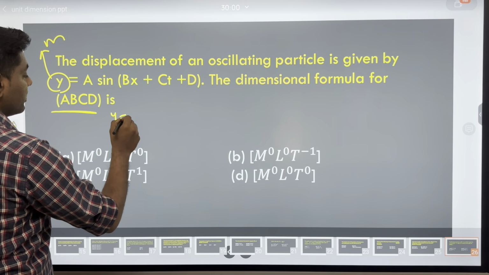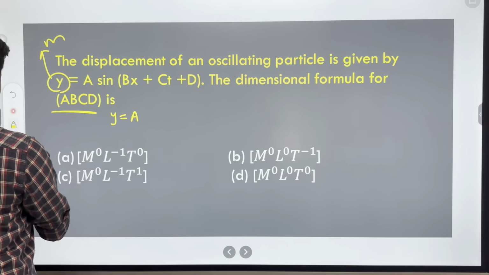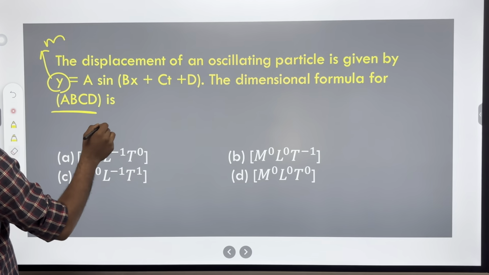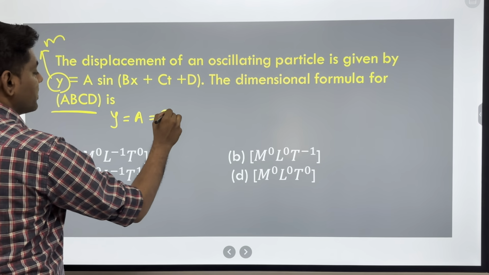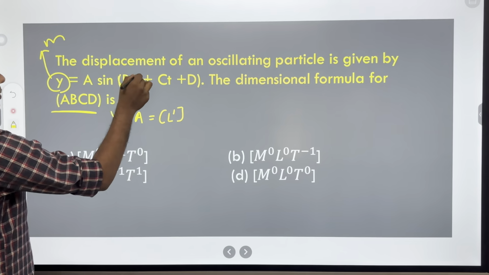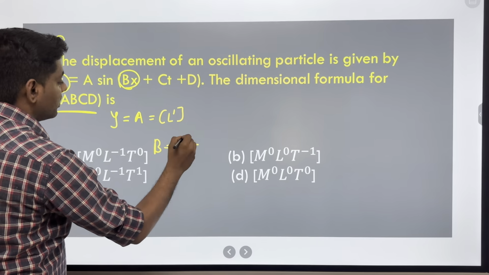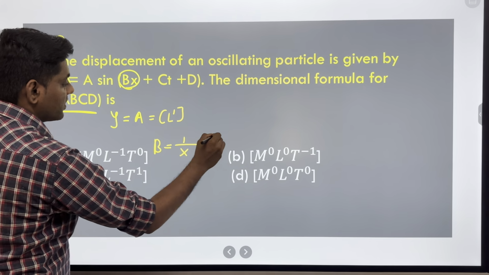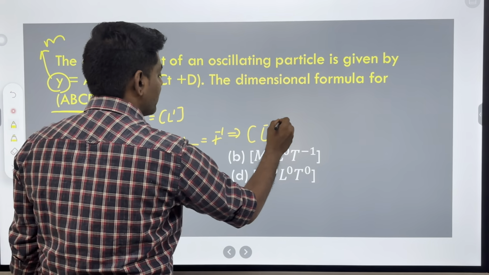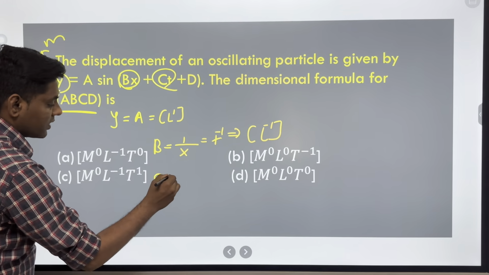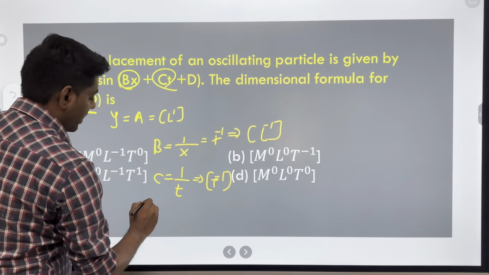The y dimension is equal to the A dimension, that is meter, L1. So the dimension of B is 1 upon x, so that is x raised to minus 1, meaning the dimension is L raised to minus 1. Then for C and T, C equal to 1 by T, so the dimension is T raised to minus 1.